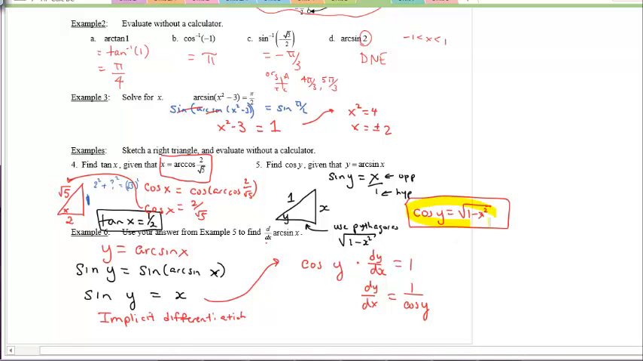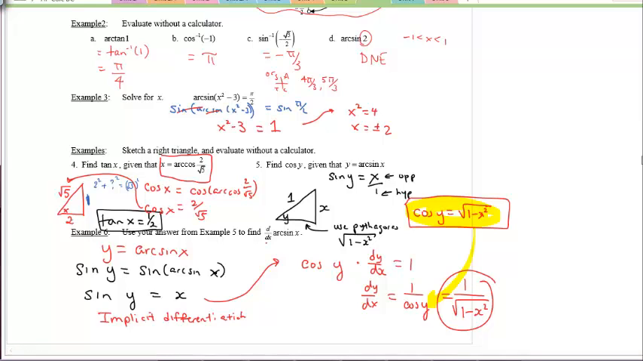Say hello to example number 5. You got it. So, making that substitution, we know that this is just 1 divided by the square root of 1 minus x squared. And there you have it. You found the derivative of arcsine of x. It's 1 over the square root of 1 minus x squared.